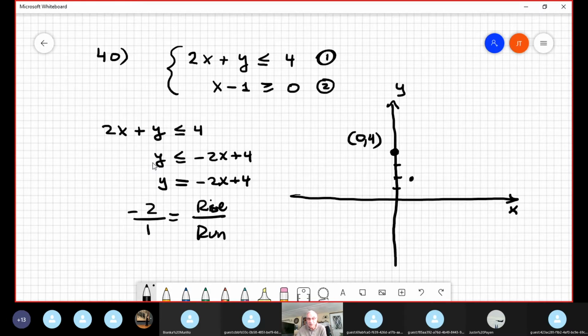But what kind of line? Solid line or dotted line? Solid or dotted? Dotted. Because we have a dotted line. The people who believe it's dotted, raise your hand. You know how you raise your hand in the chat? Raise hand like that.